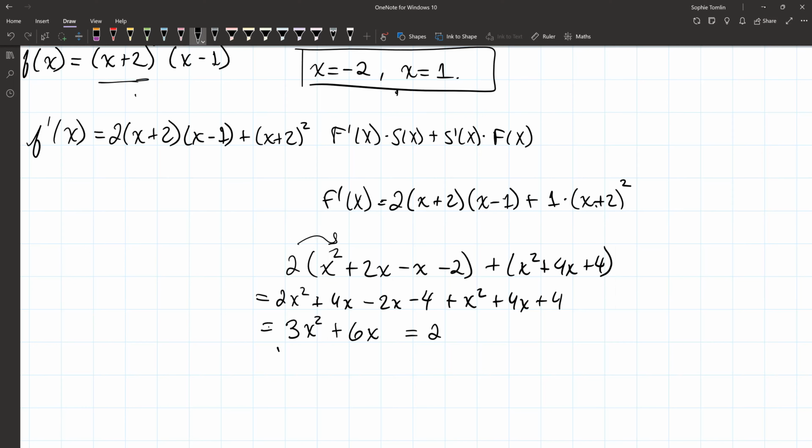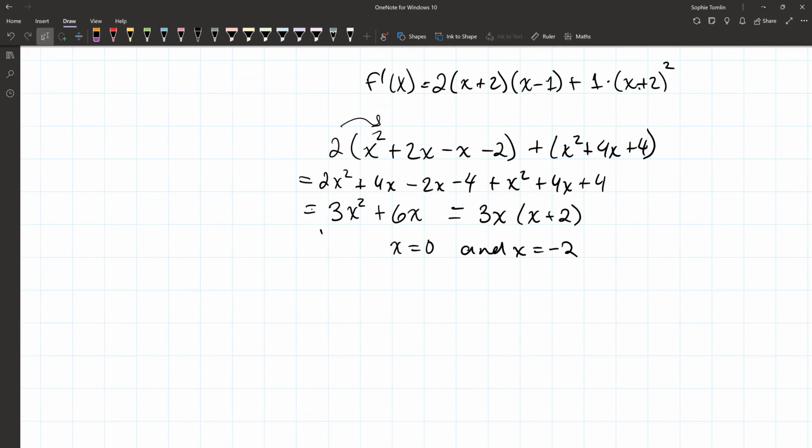And so then we find the roots for this guy. We can take the 2 out, or we can actually take a 2x out. Even better, we can take a 3x out. 3x, and then we have x plus 2, which means that at x is equal to 0 and x is equal to -2, we're going to have critical points. So we're going to have where the function goes from increasing to decreasing and decreasing to increasing, but we don't know which one yet.